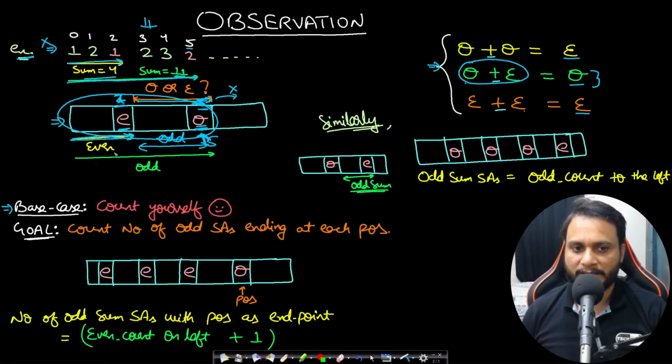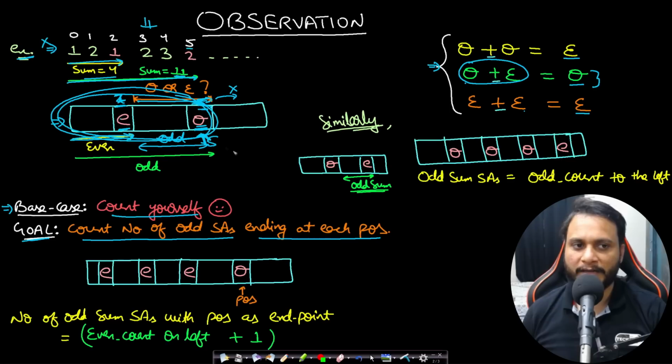Now what is the base case in this problem? The base case is if your sum is odd from the beginning, then this entire subarray will be counted one time. So you need to count yourself, right? Now let's consider the goal of the problem. What we have to actually do is count the number of odd subarrays ending at each position.